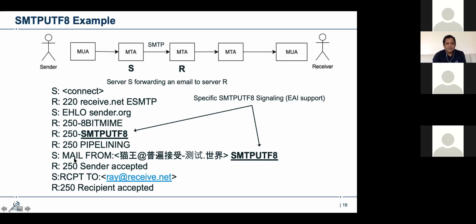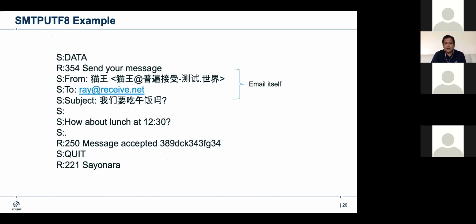So the sender will send the from message. You can see it's an EAI address. And then once it is accepted, the receiver can send the data, and the data can follow. The data, as we said earlier, is pretty much the email message. It's not in the discussion of this case, but it is important for the envelope and the header to provide that support.